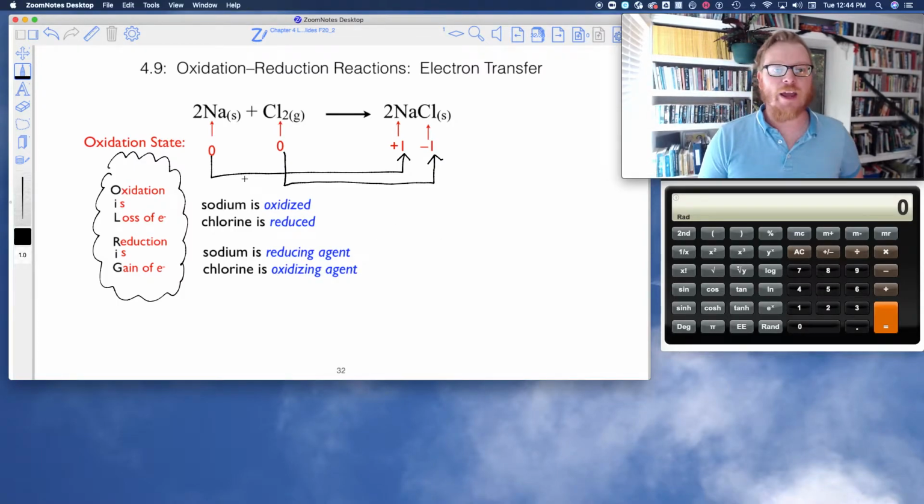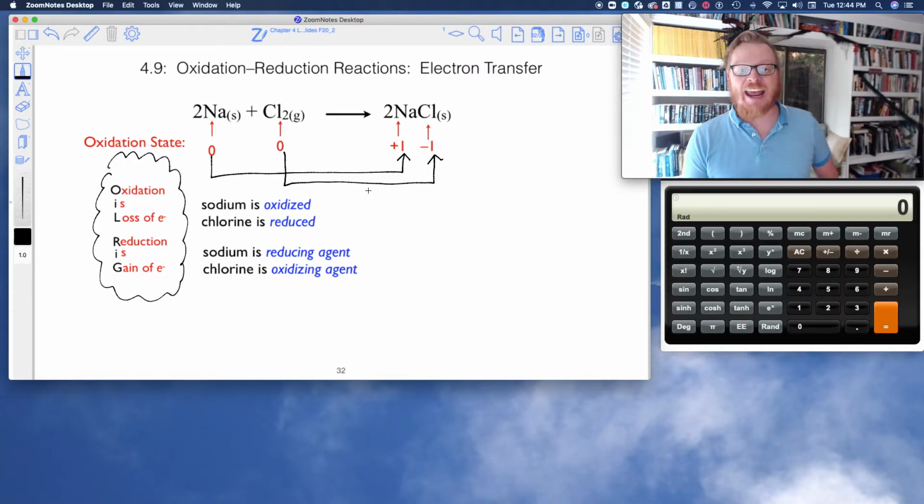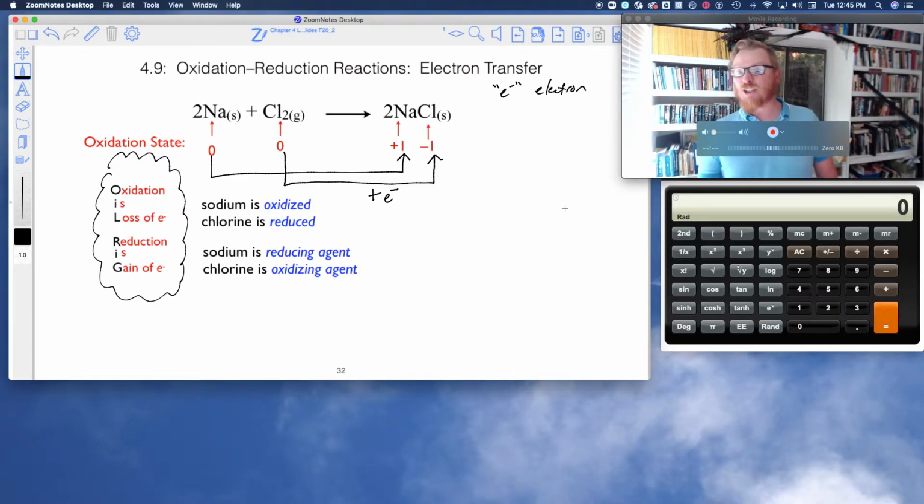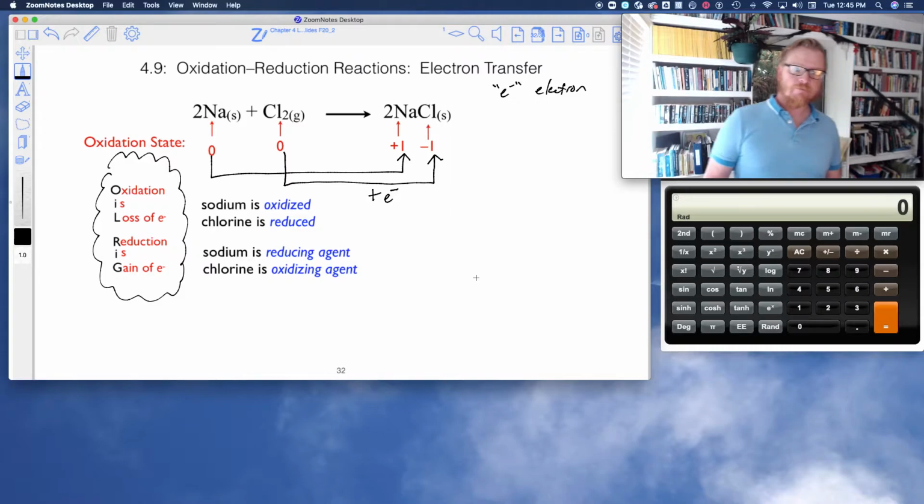All right? So if we look at what happened to the chlorine, in order to go from 0 to -1, it would have had to gain an electron. I'm going to say plus e minus, and I'll say e minus is our symbol for electron. Okay? Right? Because to have a decrease in its charge, it had to have 1 extra electron. That's how it became -1.